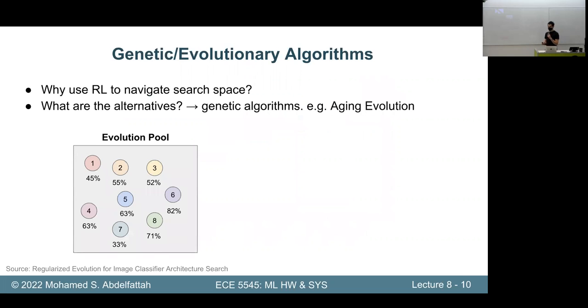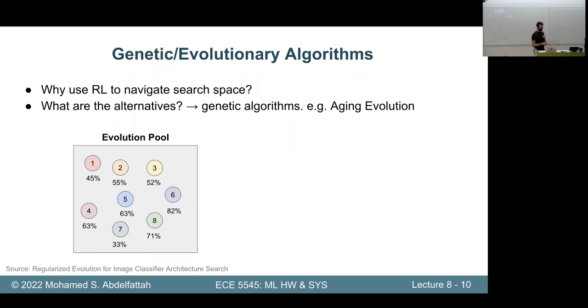And so one of the main areas of research here was how to find a better, more efficient search algorithm, right? We want to reduce the number of trials and thereby reduce the number of GPUs that we're using. And so the next thing people tried here were genetic or evolutionary algorithms. There are many variations of this, but I'll describe one of the very successful ones called aging evolution.